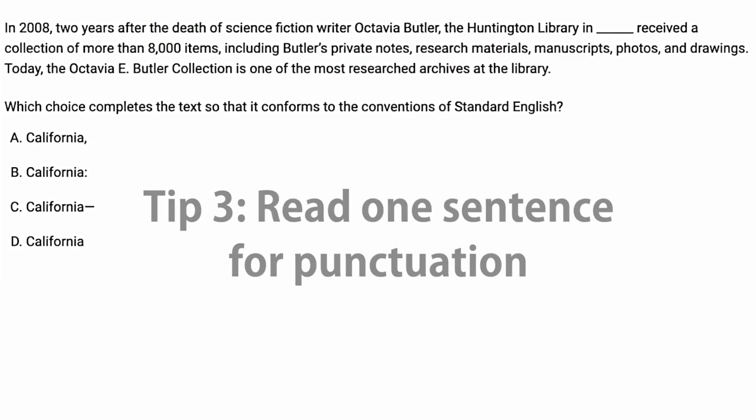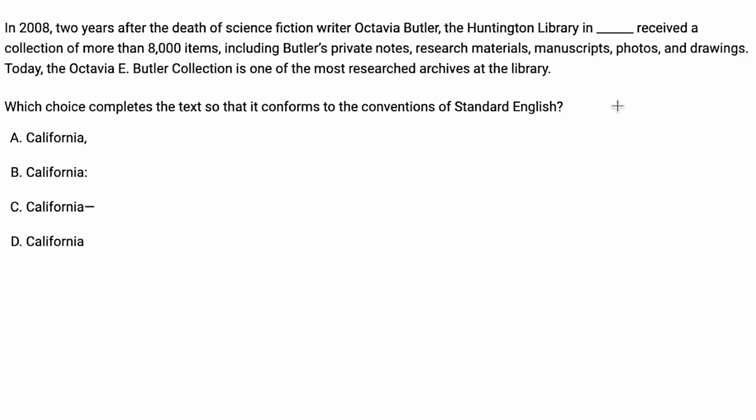My next tip is to read only one sentence when you're dealing with punctuation or sentence boundaries. So here I'm only going to focus on this first sentence since it contains the blank spot. I'm going to go ahead and ignore this part. The Huntington Library in blank received a collection of, I don't need to worry about that either. So basically we have the Huntington Library in California received a collection. Now, my subject is the Huntington Library in California, so I could just think of that as it. And then my verb is received. It received. Do I want punctuation between my subject and my verb? Absolutely not. So for this one, I would go with D.